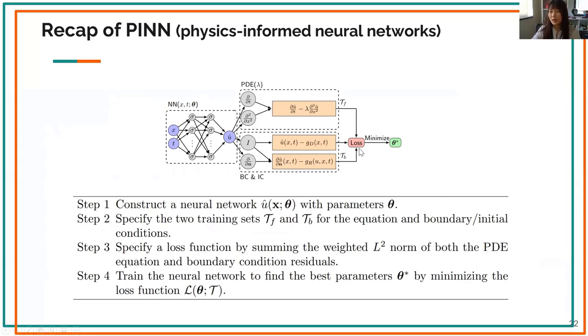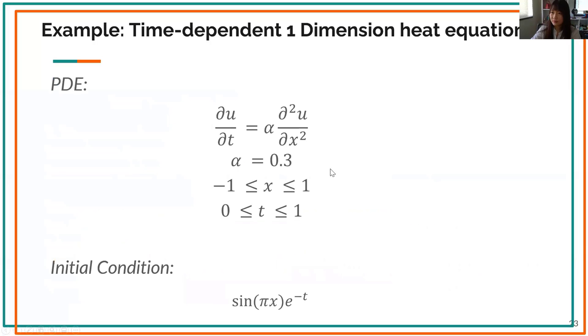As a quick recap, we first need to construct a neural network, which will have some parameters. We need to make the model know our training set and our loss function, and specify the loss function for both the PDE equation and the boundary condition. The loss function for the PDE term actually has a name: the residual. So the residual is just the loss for the PDE part in our case.